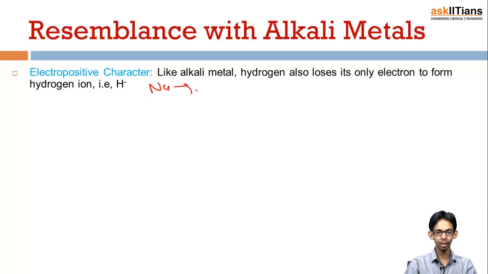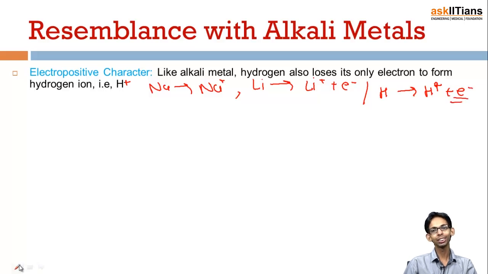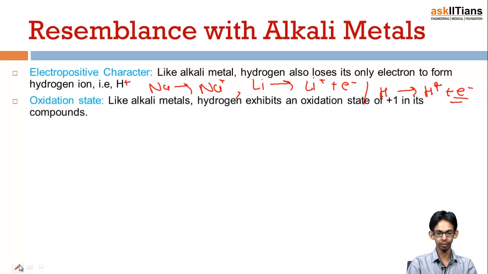We know sodium can easily donate an electron to form Na+. Similarly, lithium can also easily donate an electron to form lithium ion, and in the same way, hydrogen can also donate the 1 and only electron present in its orbit to form hydrogen ion. So this is the way hydrogen resembles alkali metals in its electropositivity.